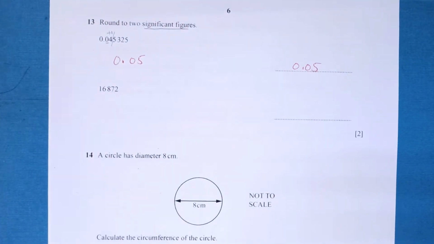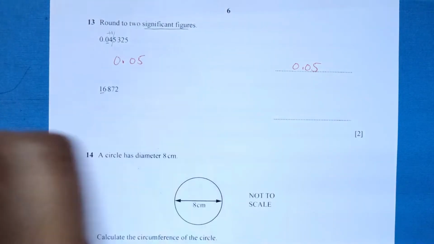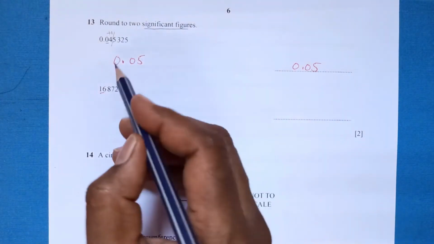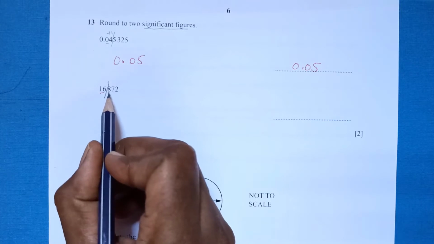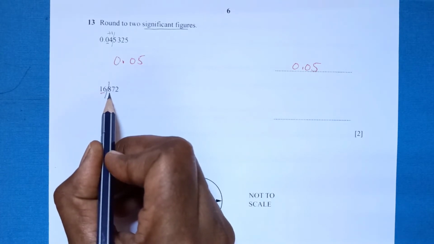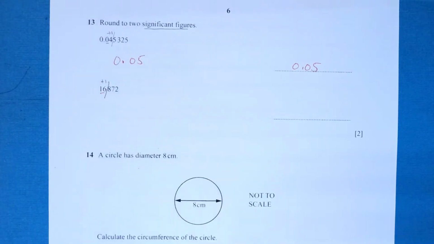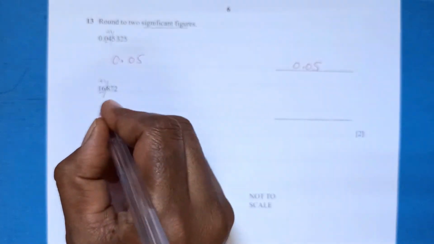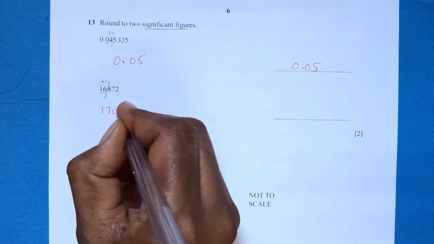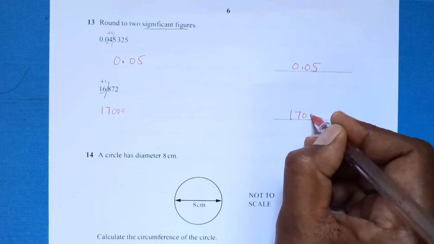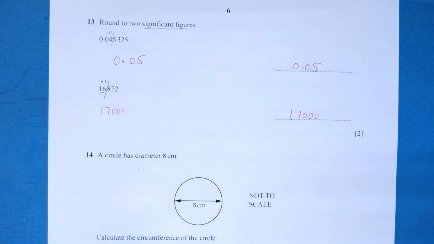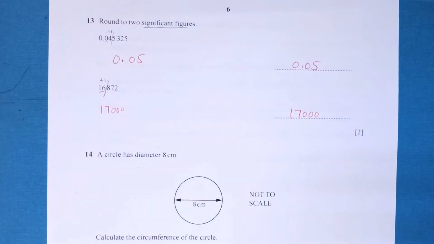Next we have two significant figures here, so we need to check the next digit. There is no decimal place here. This 8 is more than 5, so we are going to add 1 again here. So that will be 17, then 3 zeros with that. You can see there are two significant figures now, 1 and 7.